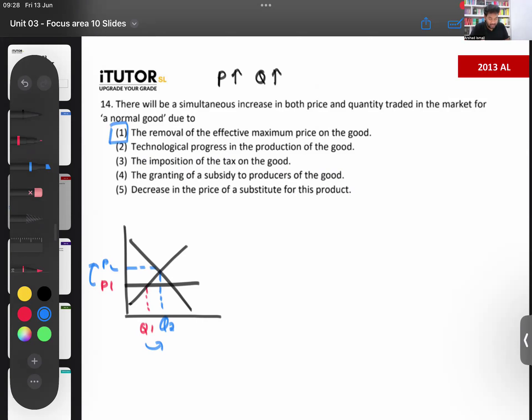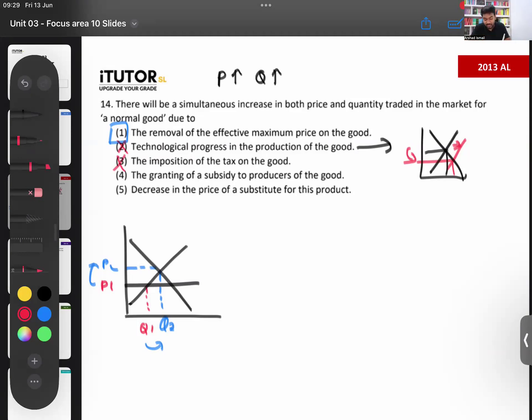Technological progress. So if there is a technological development, what will happen? If there is a technological development, the supply will shift to the right. Then price will come down and the quantity will increase. So we are looking for one where price and quantity both increase. So can't be 2. Third one says imposition of a tax. So you all know, when there is a tax, price will increase, but quantity comes down. So we want both to increase. No. Granting of a subsidy. Subsidy, you all know, just like the technology diagram, supply shifts to the right, price reduces, quantity increases.